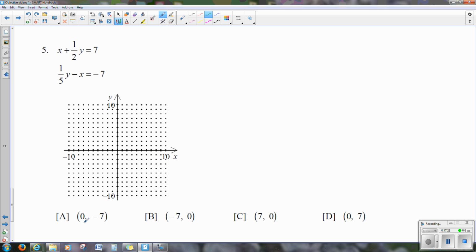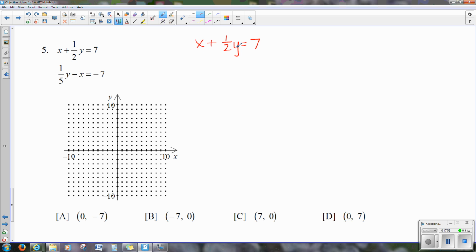We could plug in 0 for x and negative 7 for y, and see if they're both true. If they're not, we move on to another point. Okay? Or we could work with them as fractions. It's not going to kill you. All right, let's take a look at it. Let's look at the first one. I've got x plus 1/2 y equals 7.